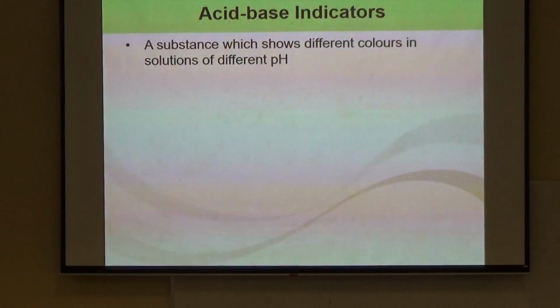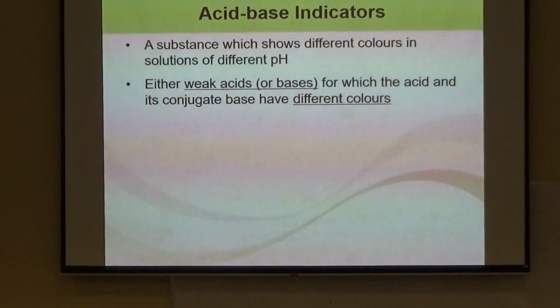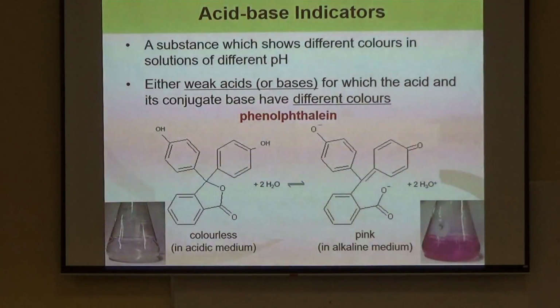Now, the indicator should show you different colors in solutions of different pH. Okay? So take note, the base and the conjugate will have different colors. So, phenolphthalein. I guess you all have not used phenolphthalein. It's now considered to be carcinogenic. That means it can cause cancer. So you haven't been exposed to it. This news comes 40 years too late for me.